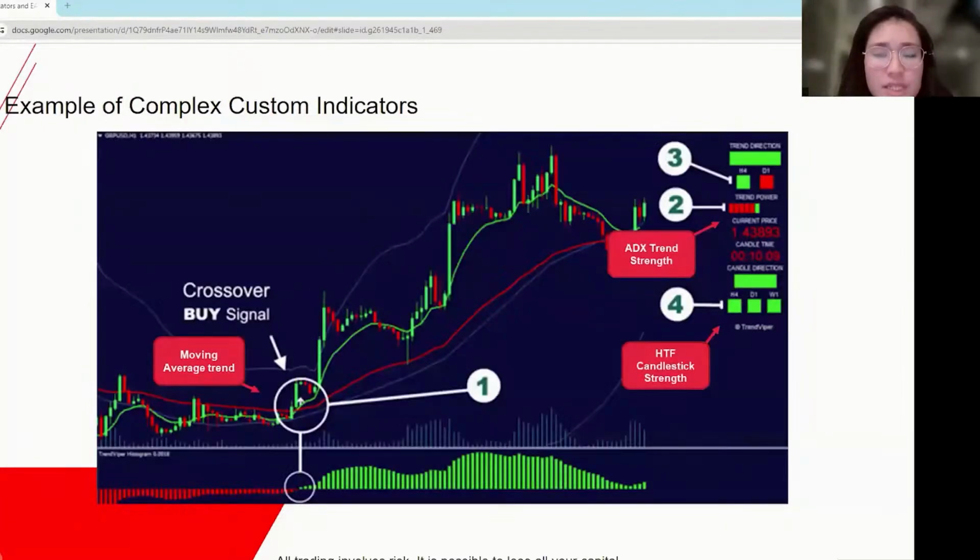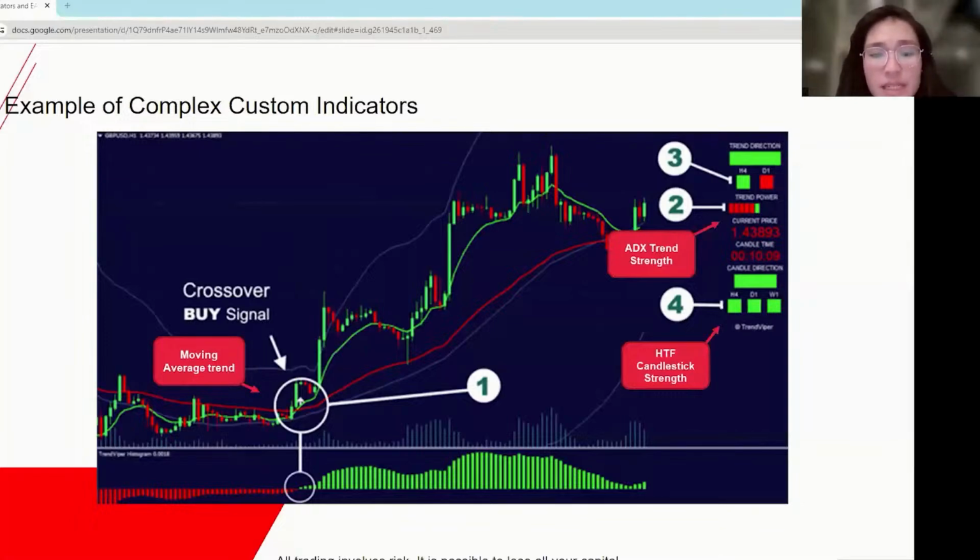So those are pretty simple indicators. Here is an example of a more complex custom indicator. This is on MT4 and it's for the pair pound dollar on the H1 chart. We can see that for this particular indicator, it uses the moving average crossover trend following strategy.